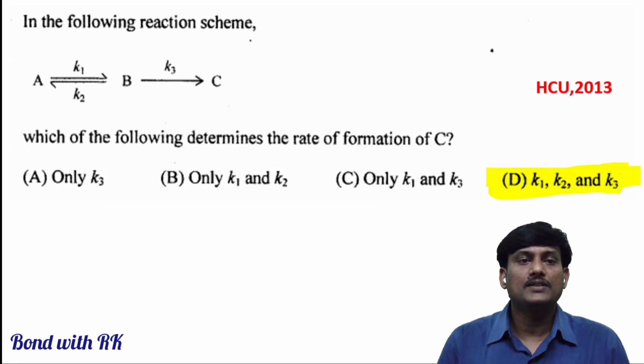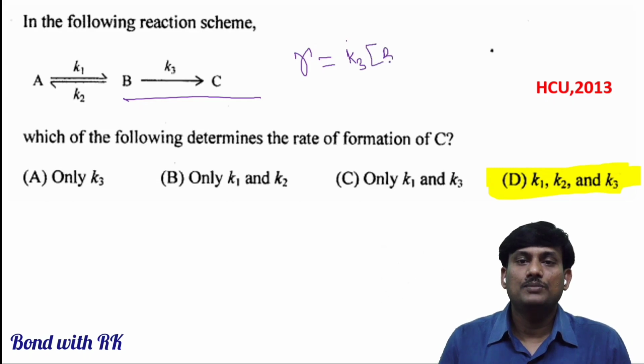In the following reaction scheme, there is equilibrium between A and B, and B gives rise to C. Which of the following determines the rate of formation of C? This step is the rate of formation of C. So R is equal to K3 into the concentration of B.